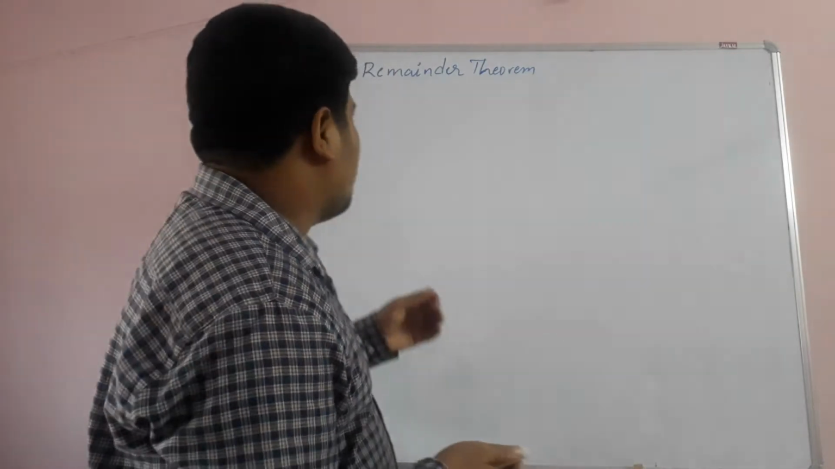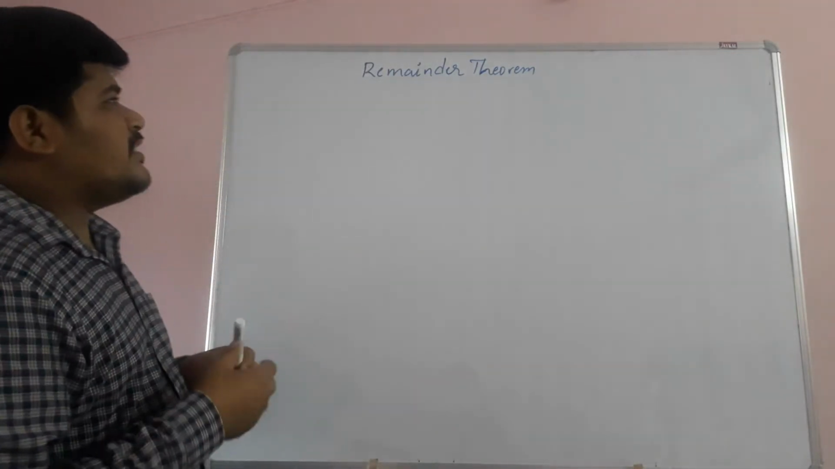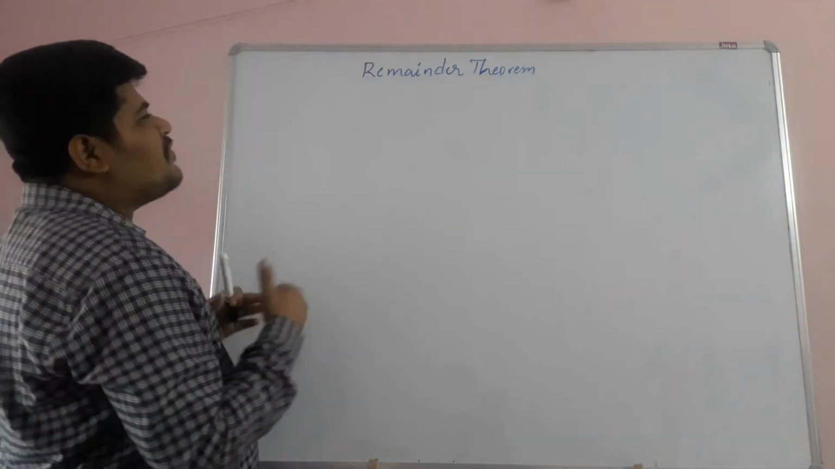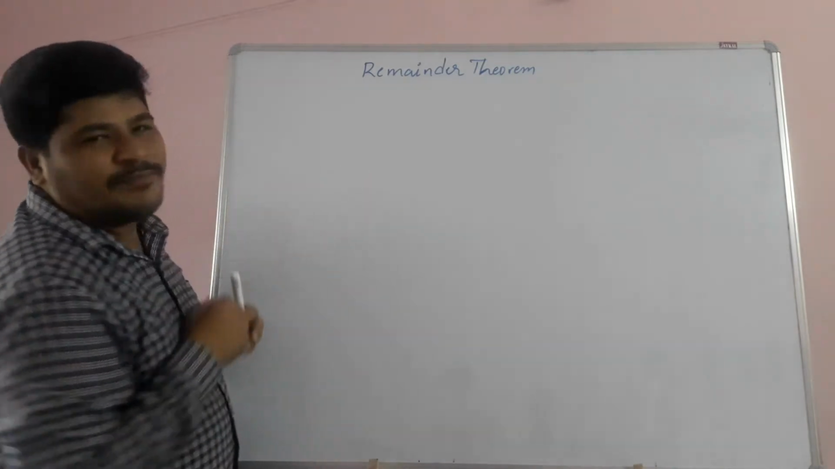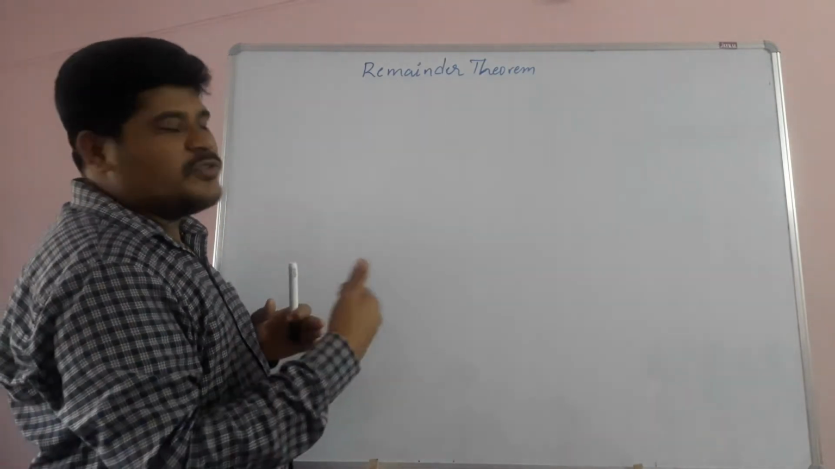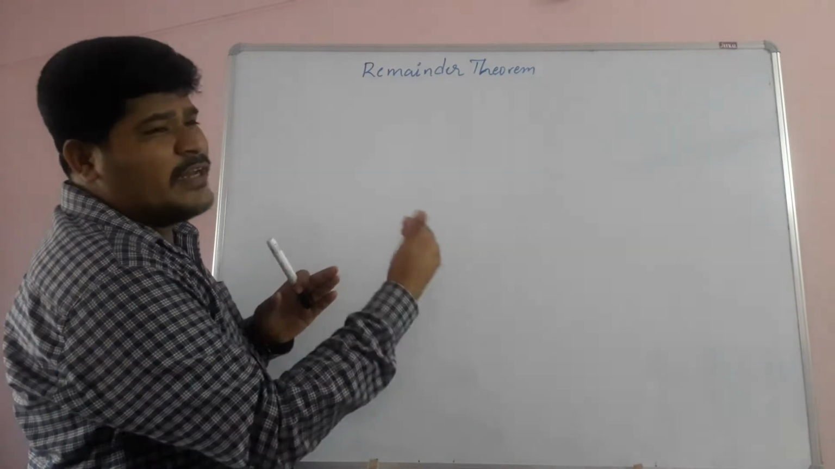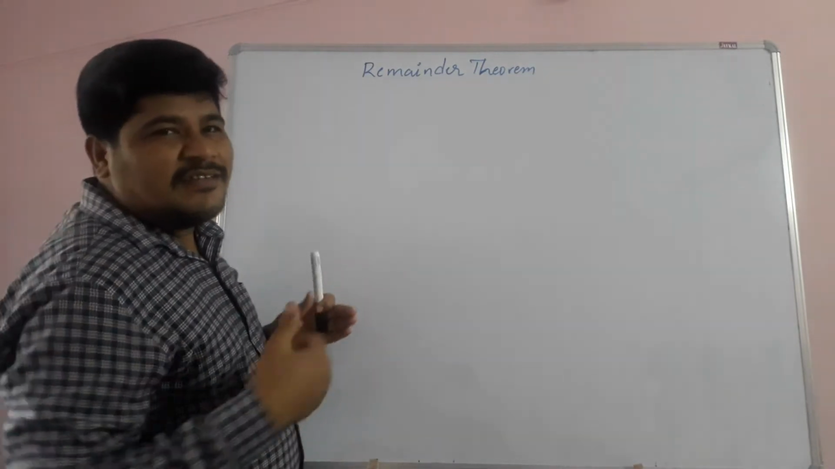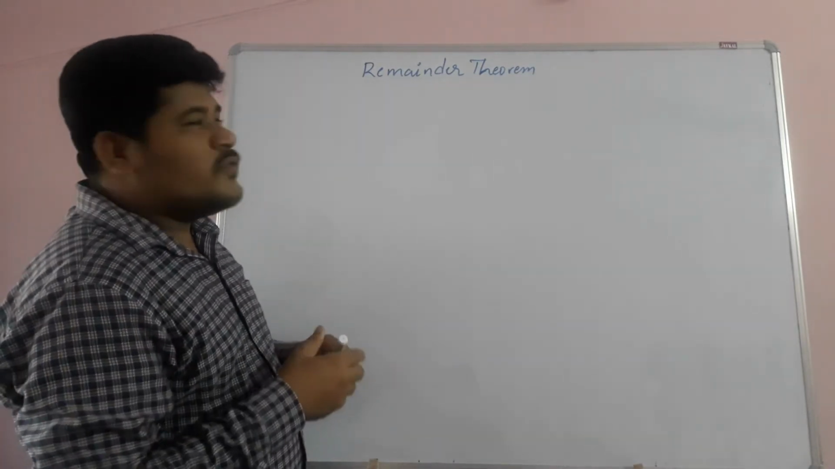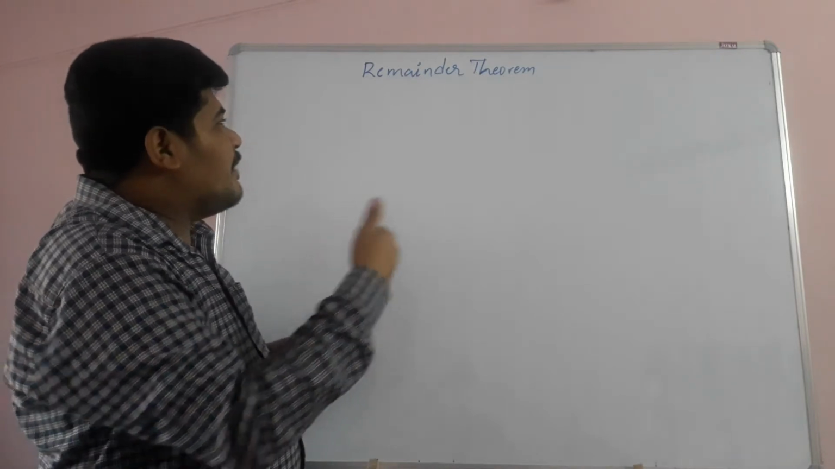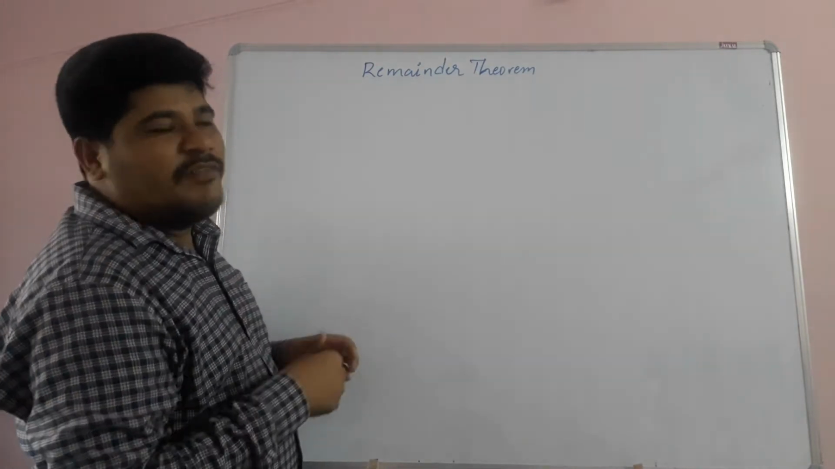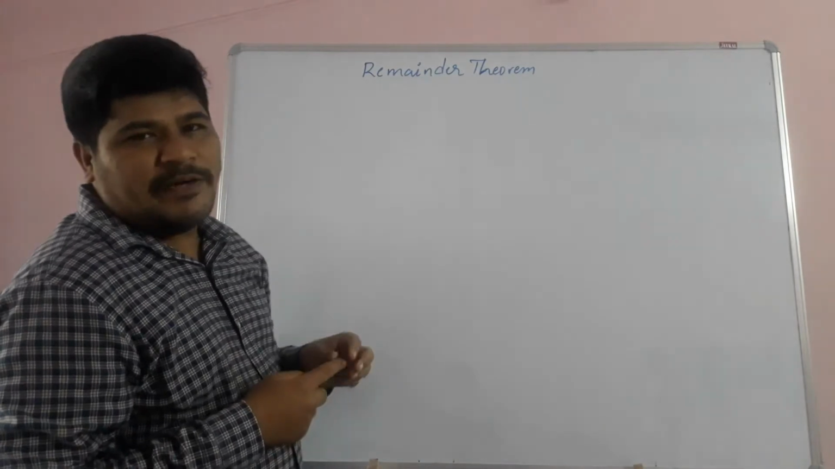Okay, now let's come to the topic, remainder theorem. So students, the remainder theorem is used for finding the remainder. So how will we get the remainder? Generally, whenever we divide one number by another number, the leftover result is called the remainder. So instead of doing division, we will use the remainder theorem to find the remainder.